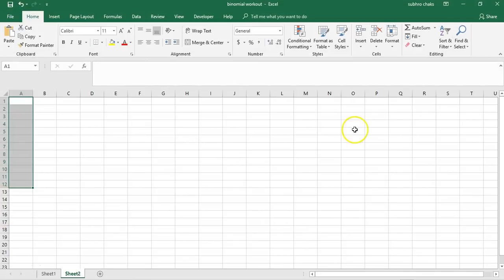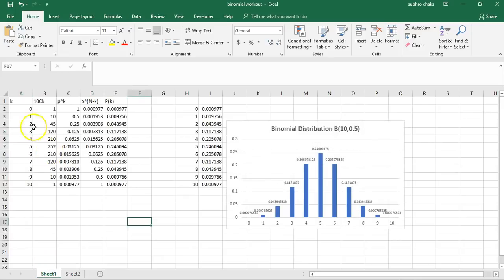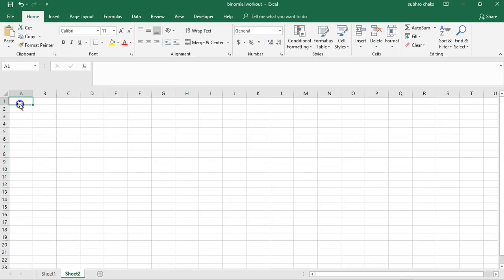So here in Excel, I'll just take these values. Basically these are different possibilities. If we are taking heads, there are 10 coin tosses, so there are 11 possibilities: 0, 1, 2, 3, 4, 5, 6, 7, 8, 9, 10 heads. So these are the values.